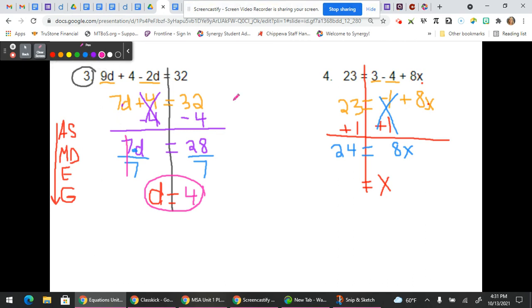So to get the x by itself, I'm going to do the opposite of multiplying. I'm going to divide by 8 on the right, divide by 8 on the left. 8 divided by 8 is 1. So I've got 1x, which is the same as x, and 24 divided by 8 is 3. So x equals 3 is my last one. So what we did on here is we were combining. We had to simplify first, then we were able to solve.